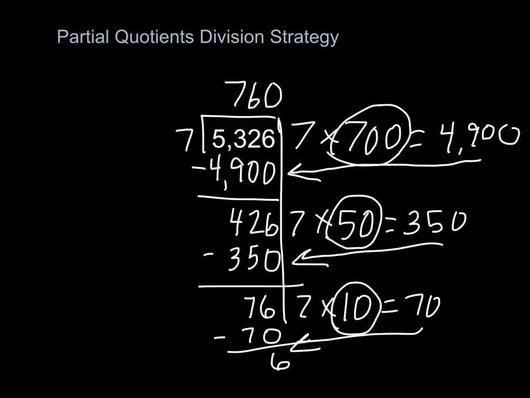And then in this problem, I do have a remainder because there were 6 left over. I can't fit another 7 into 6, so that 6 becomes my remainder, and I can write R6 to stand for remainder of 6. So again, I found that by adding up those partial quotients, 700, 50, and 10 to get 760 with a remainder of 6.